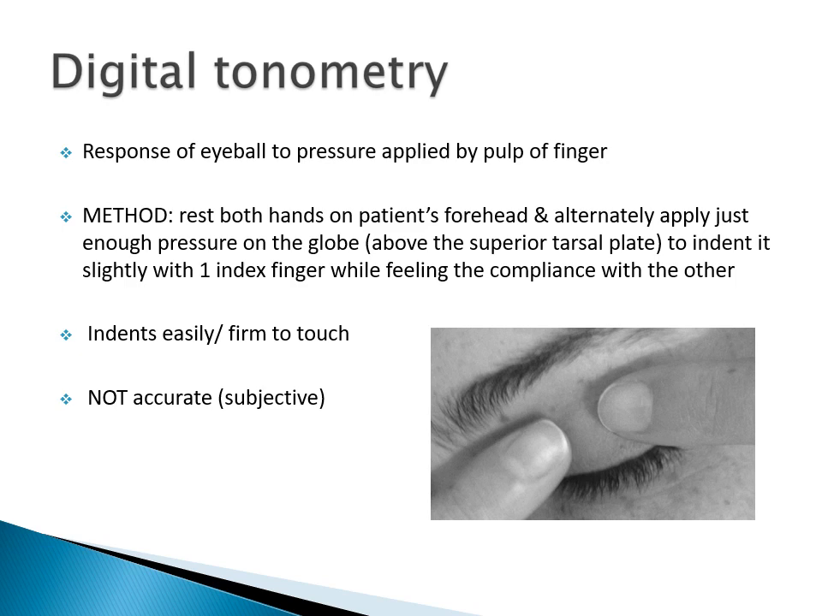Coming to digital tonometry, it is the indirect method of measurement of the intraocular pressure. The response of the eyeball to the pressure applied by the pulp of the finger is noted. In this method, we should rest both our hands on the patient's forehead and with the help of the index finger of one hand, indentation is done and the fluctuation is noted with the help of the other hand's index finger.